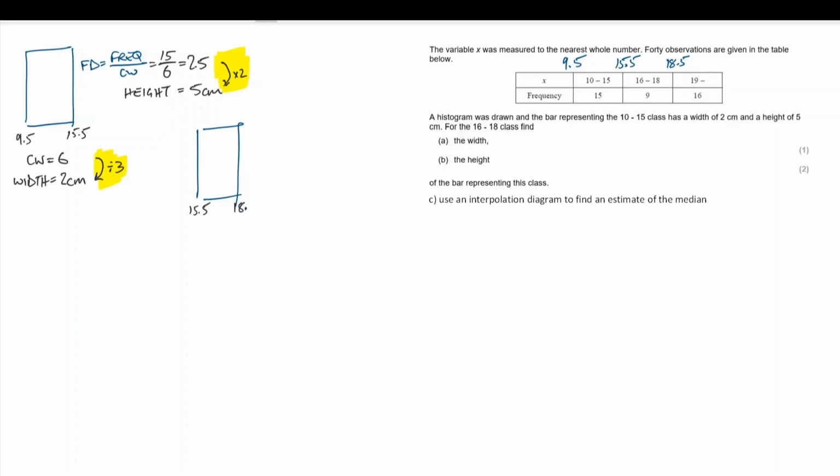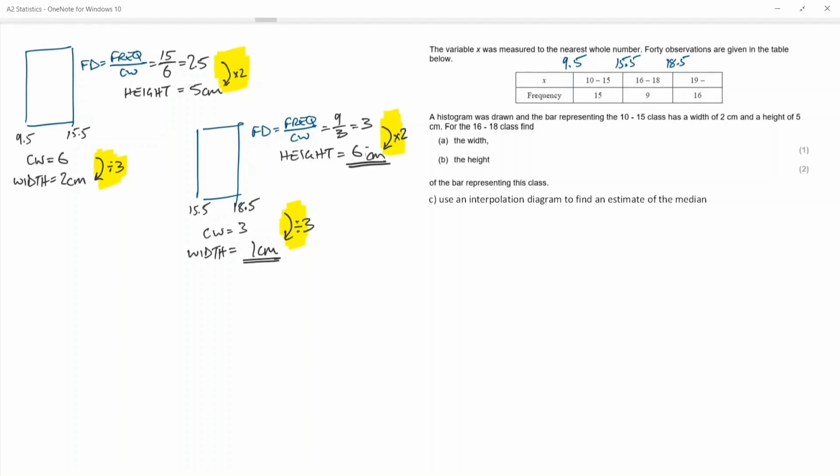The question has asked us to work with the bar for 16 to 18. The boundaries are 15.5 to 18.5. The class width in this case is going to be 3. And if we apply the scale factor, which is dividing by 3, I see that the drawn width must be 1 centimeter. Frequency density. This time round, we're going to have 9 divided by 3. That gets us an answer of 3. Apply our scale factor again. So this time we're multiplying by 2. The drawn height is going to be 6 centimeters.